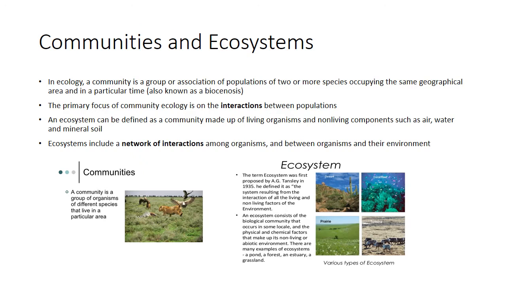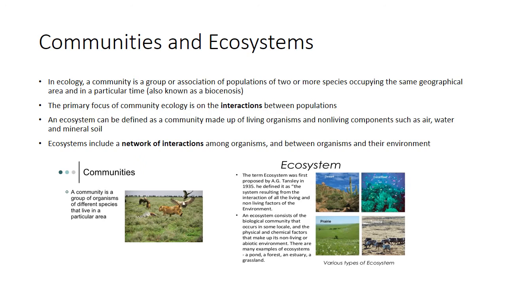An ecosystem, it's a biological community that occurs in some locale, and see the second paragraph on the right, and the physical and chemical factors that make up its non-living or abiotic environment. So here you see an example of cacti growing in the desert, right? So they are interacting with each other, and they are interacting with the soil, which in the desert is a particular kind of dry sand.